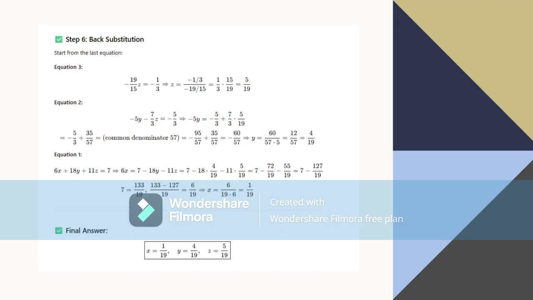Equation 1: 6x plus 18y plus 11z is equal to 7. This gives 6x is equal to 7 minus 18y minus 11z, which is 7 minus 18 into 4 by 19 minus 11 into 5 by 19. So the final answer is x is equal to 1 by 19, comma, y is equal to 4 by 19, comma, z is equal to 5 by 19.